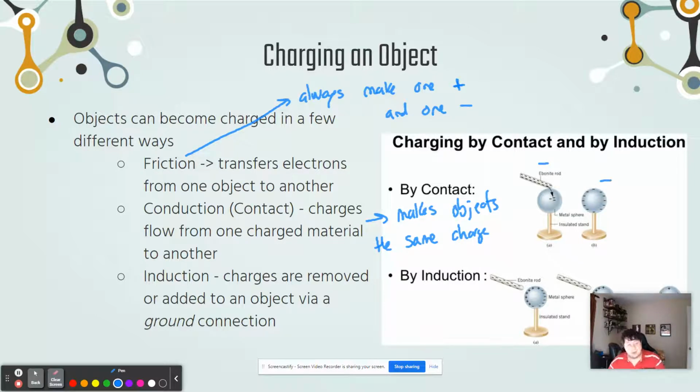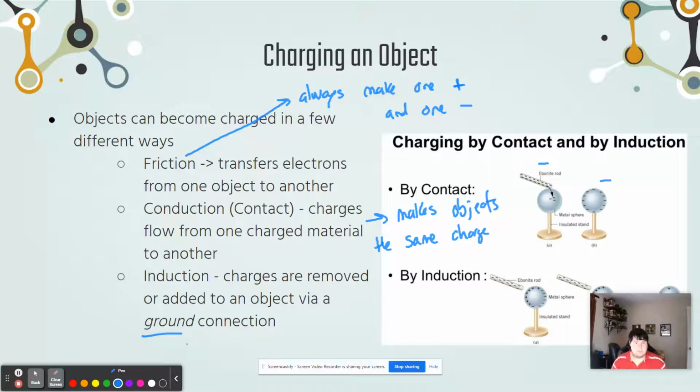Then you've got the weirdest one, induction. Charges are removed or added to an object via a ground connection. So it's good to talk about, what does a ground actually mean? Well, it comes from the fact that there's the ground below us, that the Earth is a great sink or a great supply of charges, particularly electrons. So if you have an object that has a bunch of charges on it, those charges repel each other. They don't want to be near one another. So if you give them a pathway to flow to a bigger object like the Earth, they will take that connection. And so we call that a ground connection.